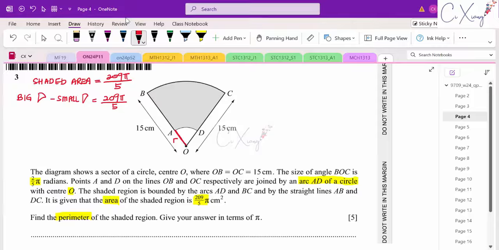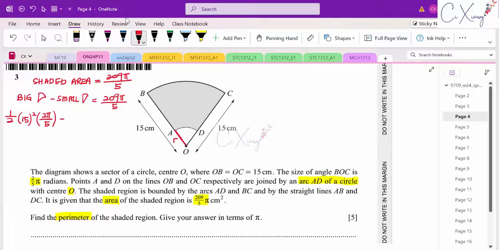Okay, so the big sector means the sector OBC. The small sector means the sector OAD, right? Okay, so what's the formula for the area of a sector? It should be half r squared theta. So for the big sector, it will be half, r squared means 15 squared. Then the theta is given just now, which is 2 pi over 5. It is given in the question.